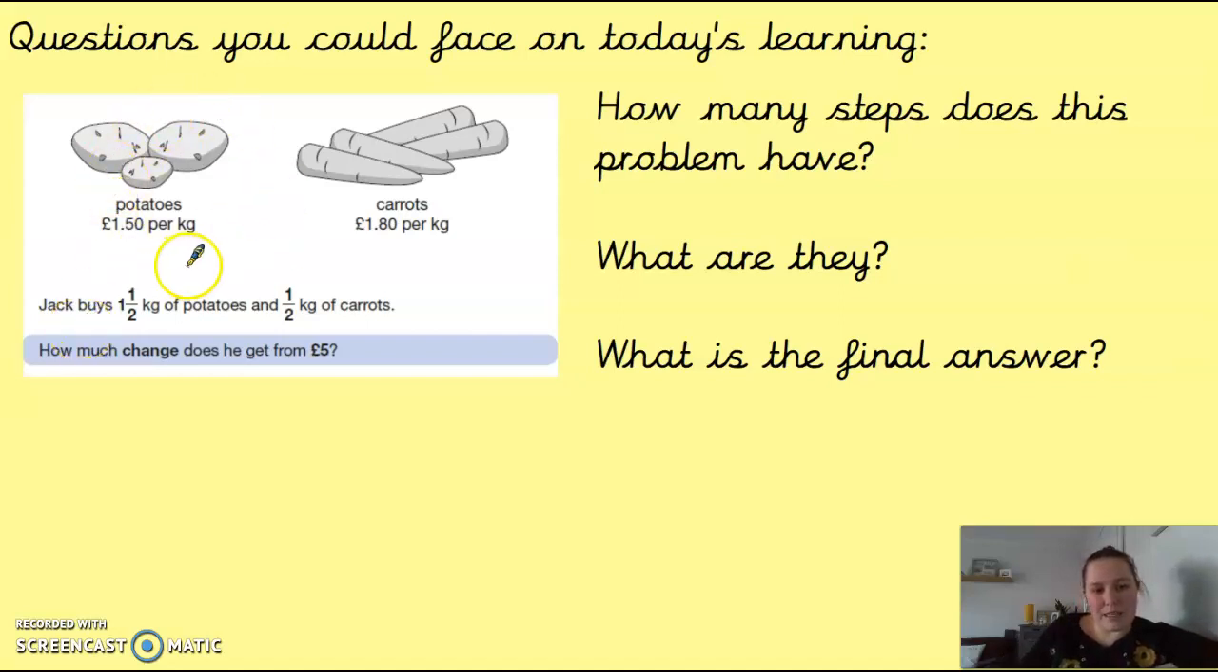Okay, so lots to do here. We've got potatoes and their price, carrots and their price. Jack buys 1.5 kilograms of potatoes and 0.5 kilogram of carrots. How much change does he get from £5? Worry about this in a minute. Let's think about what he buys. So 1.5 kilograms. It's £1.50 per kilogram. So 1 would cost him £1.50, and then I need half of that again. Half of £1.50 is 75.